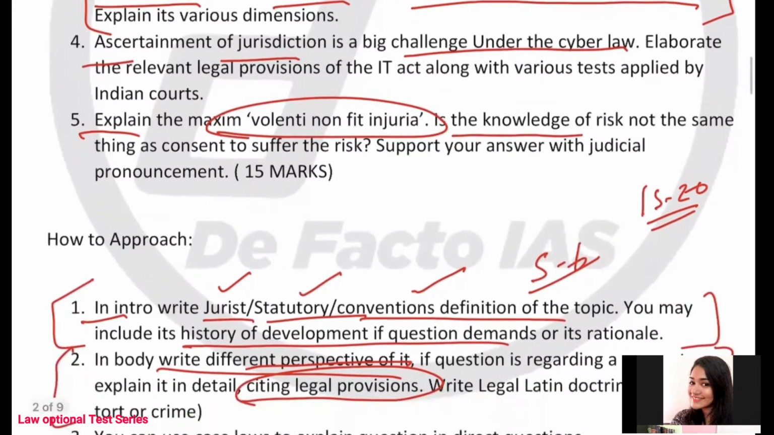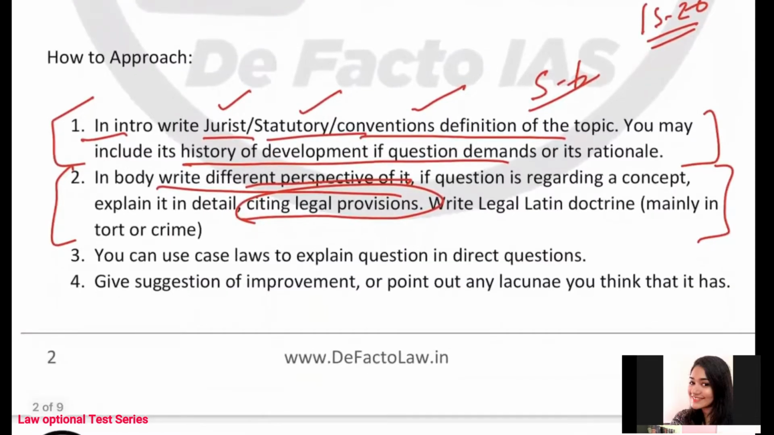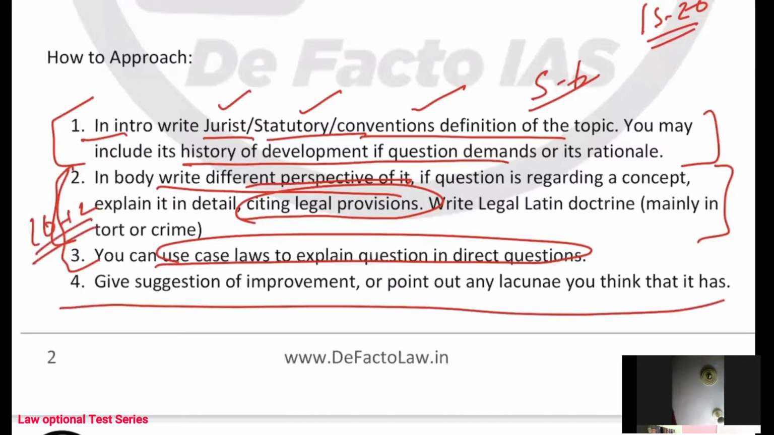Then in the body part, one more thing you can do is use case law to explain that concept. That will in fact be a very good thing to do. Sometimes it might also happen that you don't remember the case law; use an illustration. That's all right. All of this has to be covered in 10 to 12 lines, not more than that. In fact, 10 lines will be much better. And then in the last, you give a solution.